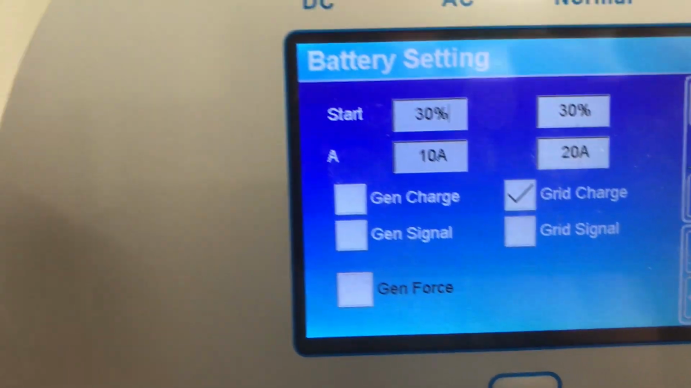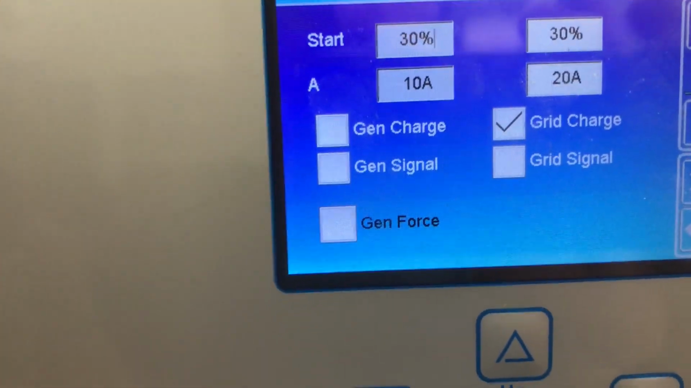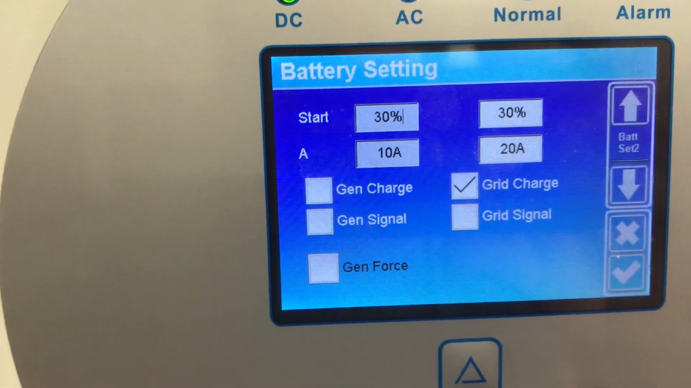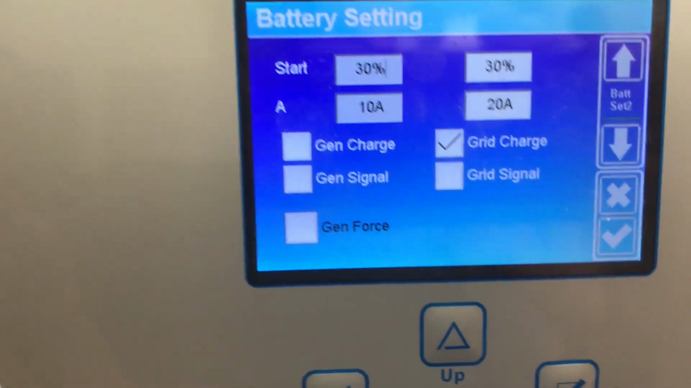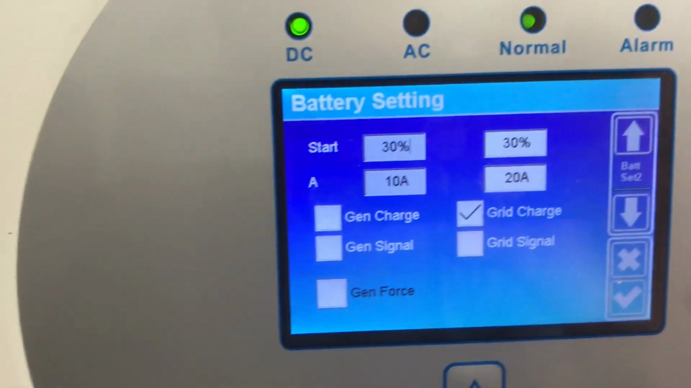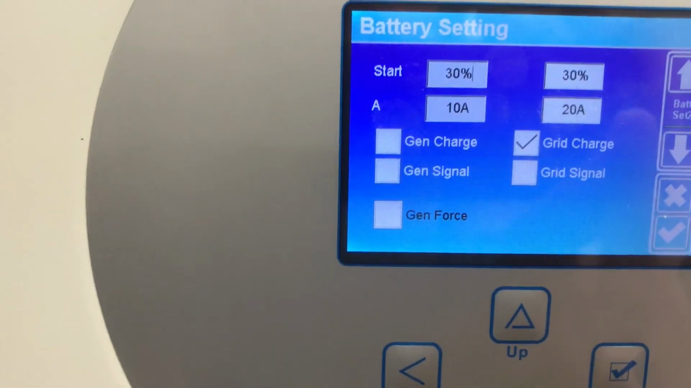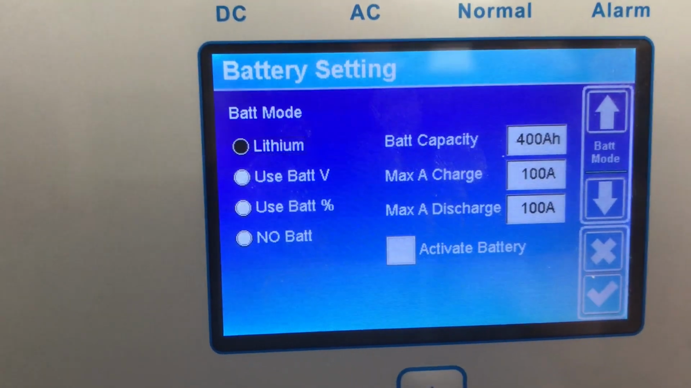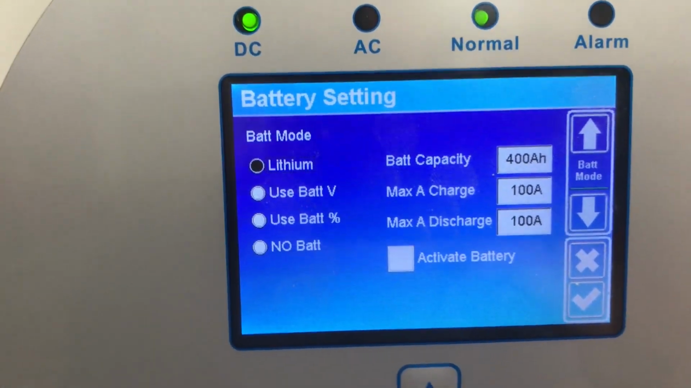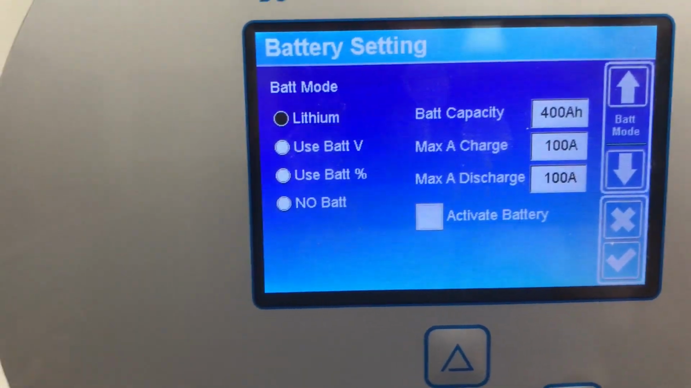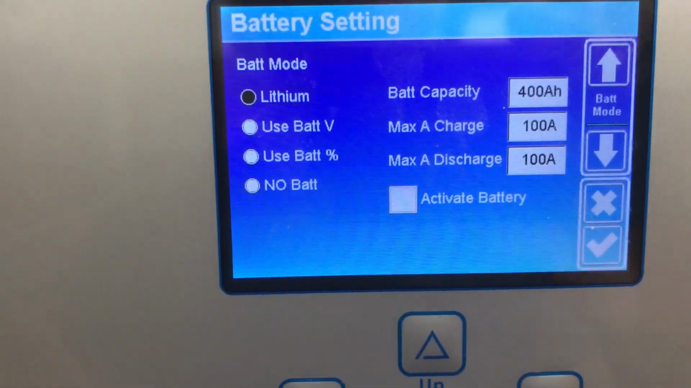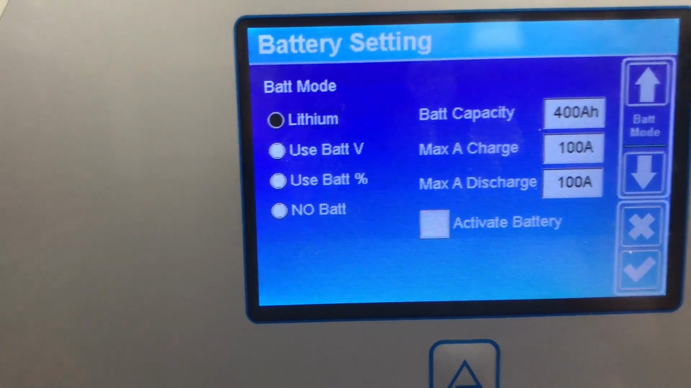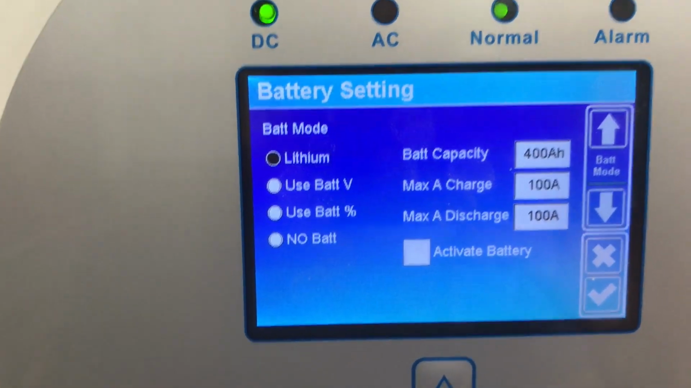This stuff I fiddled with was the generator charge. I haven't needed to charge them with the generator yet, so don't take this as a guideline. I'm still fiddling with this. So my settings at the moment are for 100 amp charge, 100 amp discharge. You can probably boost this up to 200 amps, but I'm comfortable with these levels.